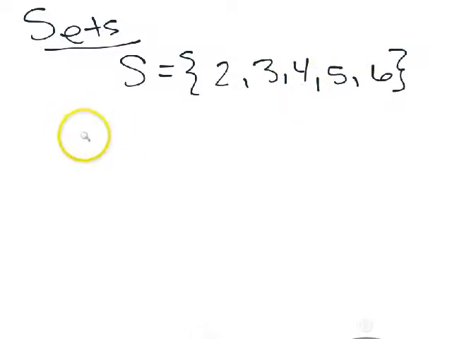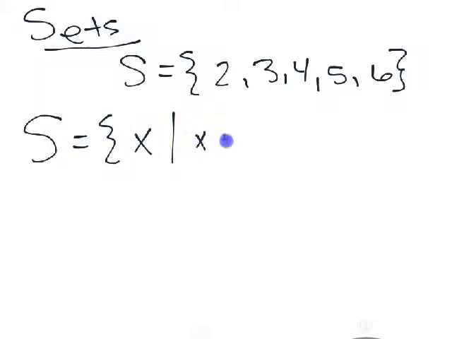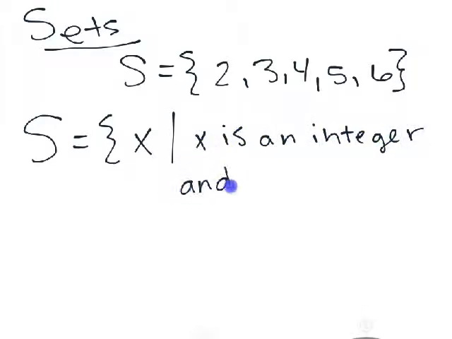We could also write it in what's called set builder notation. And that's building the set. So it's the x's such that x is an integer and 2 is less than or equal to x is less than or equal to 6.